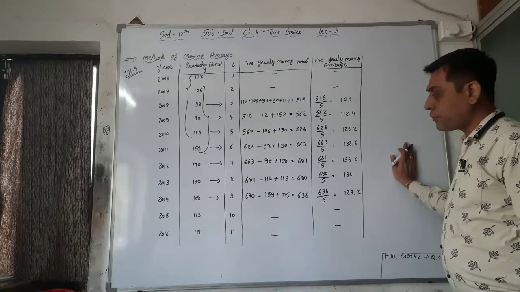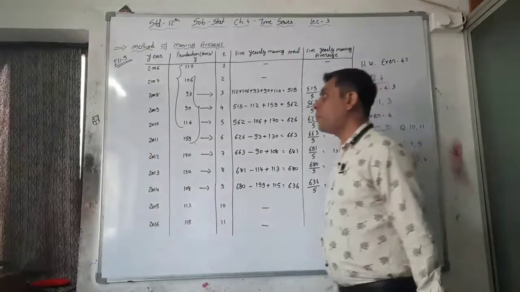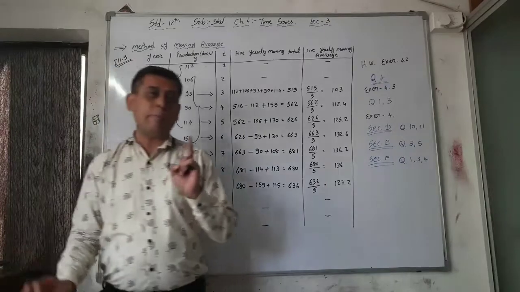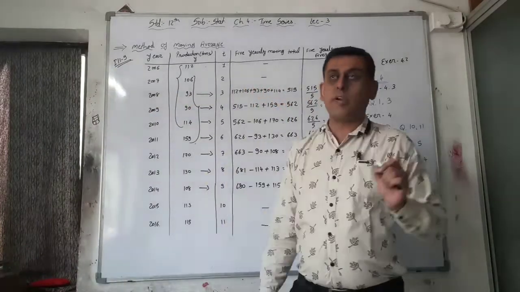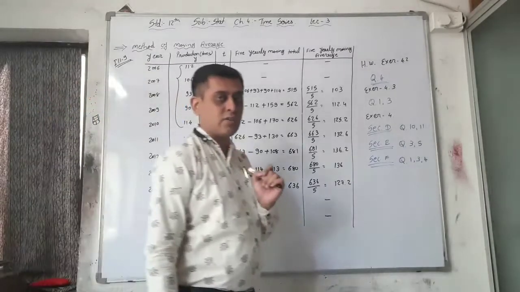First of all, write down this. Okay, completing illustration number 9. Now we have just one method, that is illustration number 10, that is 4 year moving average. We will discuss in our next lecture.